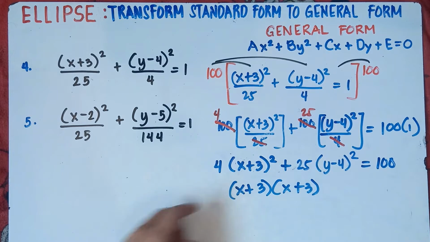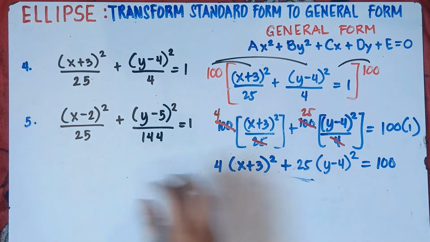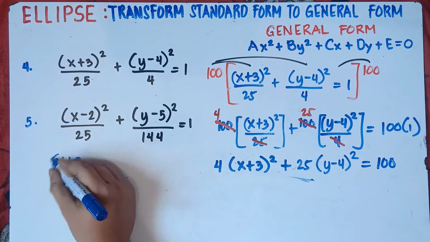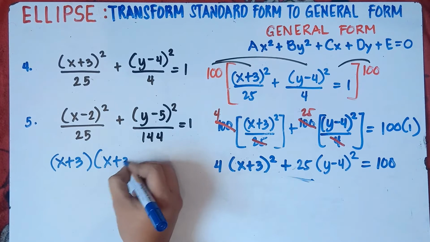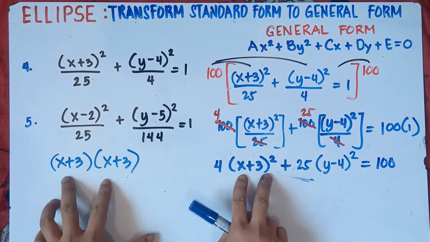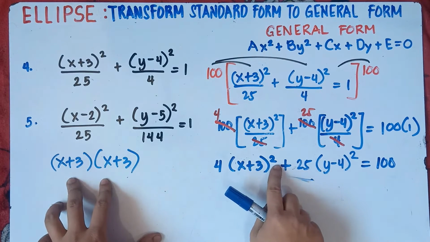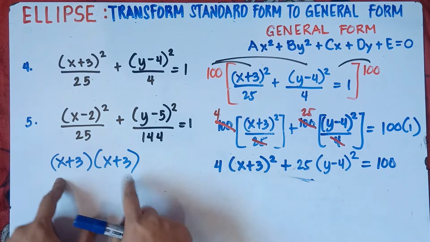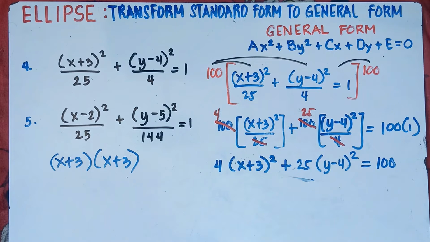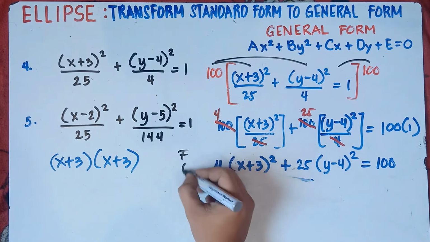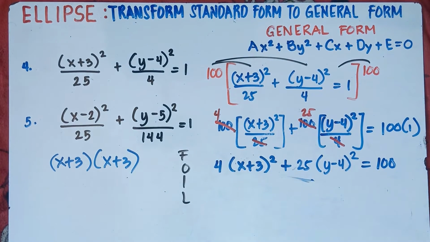You multiply x plus 3 by itself twice. X plus 3 quantity squared means x plus 3 times x plus 3. Then we can do the FOIL method. Do you still remember, class, the FOIL method?